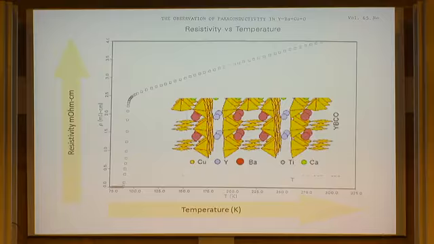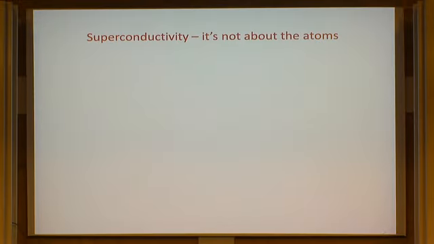Now, there's a lot to say about superconductivity, and I don't want to give you a graduate course in it, but the message I want to talk about is that to understand superconductivity, it's not about the atoms. So you might think, how would we try to understand this puzzle of superconductivity? The phenomenon was discovered in about 1911. It wasn't solved until 1957.